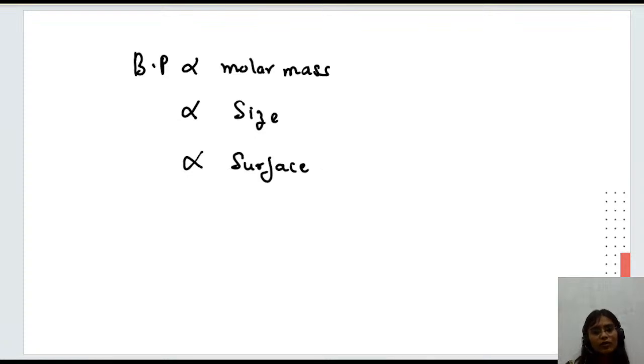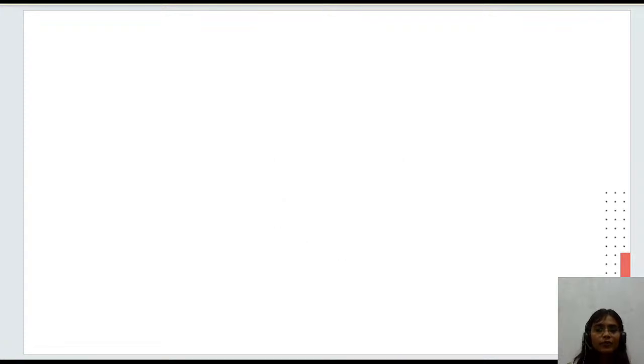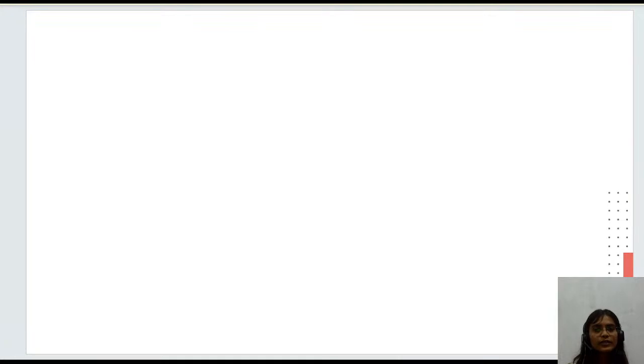So let's just drop this surface, and just write here linear chain. A linear chain has a higher boiling point than the branched one, and boiling point is inversely proportional to the branching. More is the branching, lesser will be the boiling point. Okay, this is all for the boiling point. Now, let's discuss a question. As we know, boiling point is directly proportional to the number, size, and all these things. Let's compare, as we know, with branching the boiling points are decreasing, right?